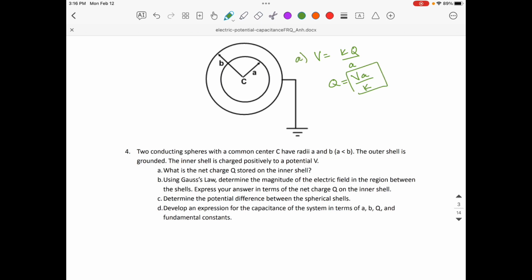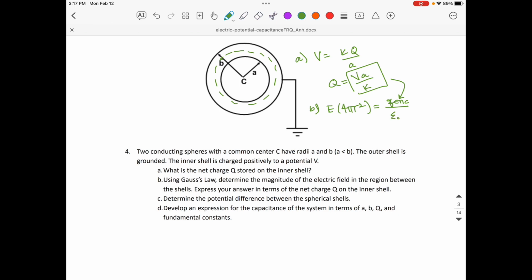answer VA over K. Use Gauss's law to determine the magnitude of the electric field in the region between the shells, and that is just our 4 pi r squared, because between the shells is some arbitrary value distance of radius r, and then our Q enclosed is our positive charge. So we would substitute this into the equation and then divide that by epsilon naught.